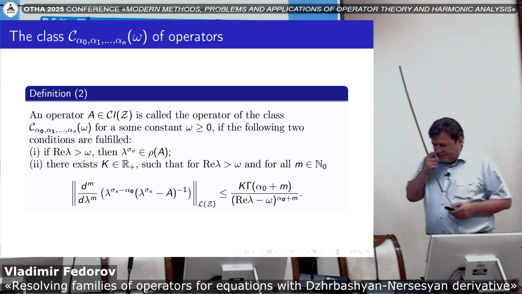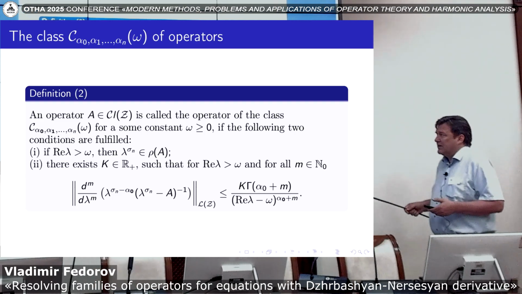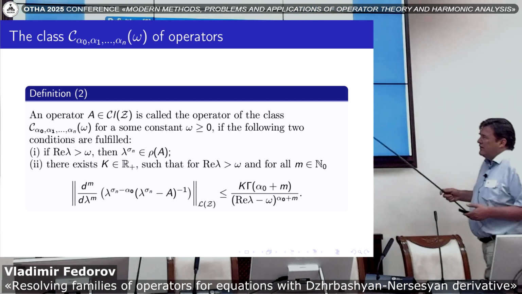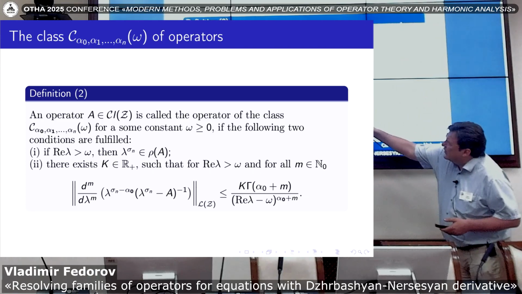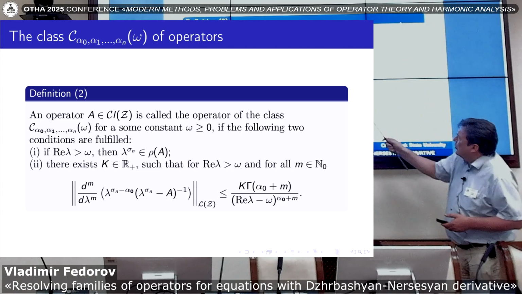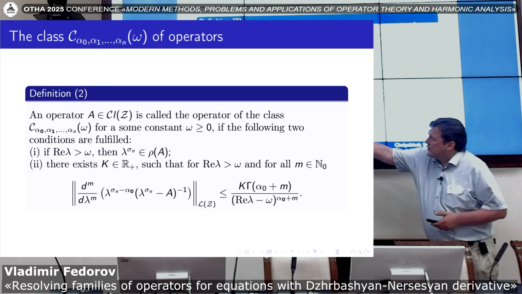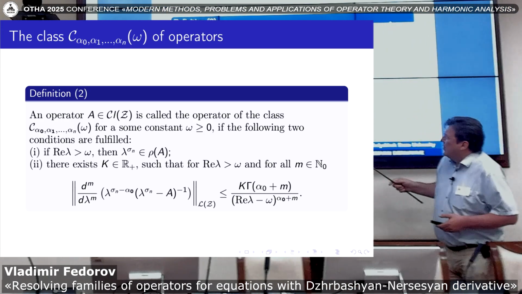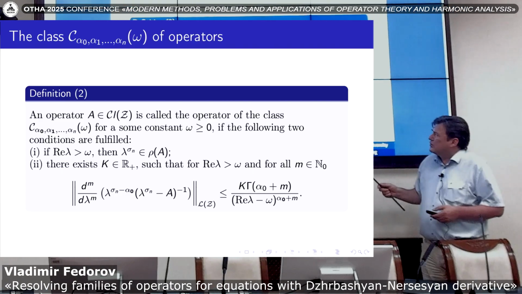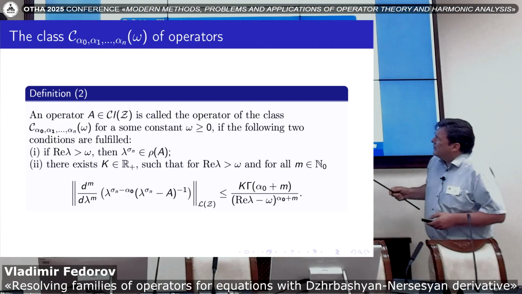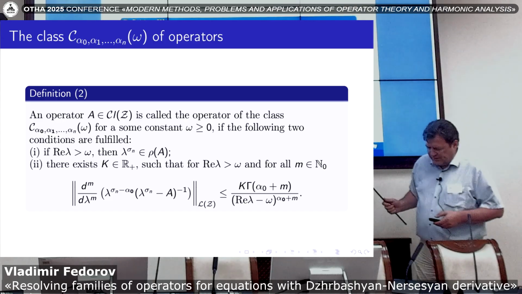And we introduce into consideration a class of operators, linear closed operators. Operator A, linear and closed, is called an operator of such a class for some non-negative constant omega, if the following two conditions are satisfied.